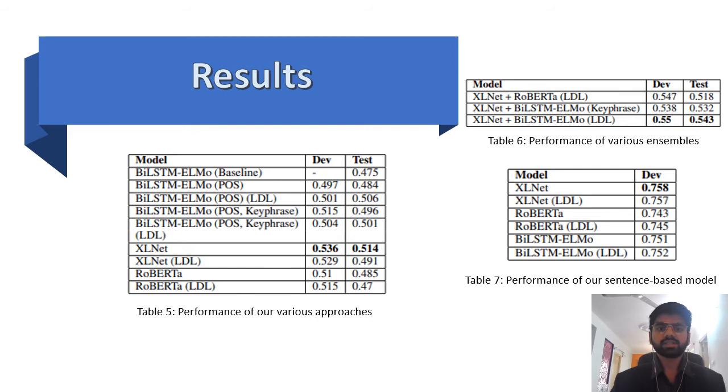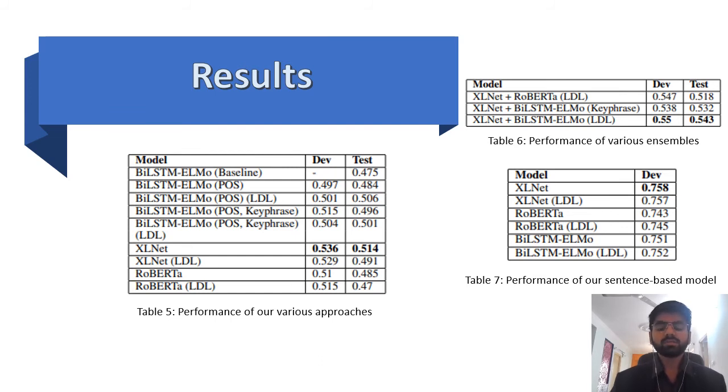So, coming to the results. Table 5 shows the performance of all our individual models. XLNet trained on binary cross entropy loss proved to be the best performing single model for us. An ensemble of this model and the RoBERTa transformers approach trained on label distributed learning proved to be our best submission in the evaluation phase with a score of 0.518.